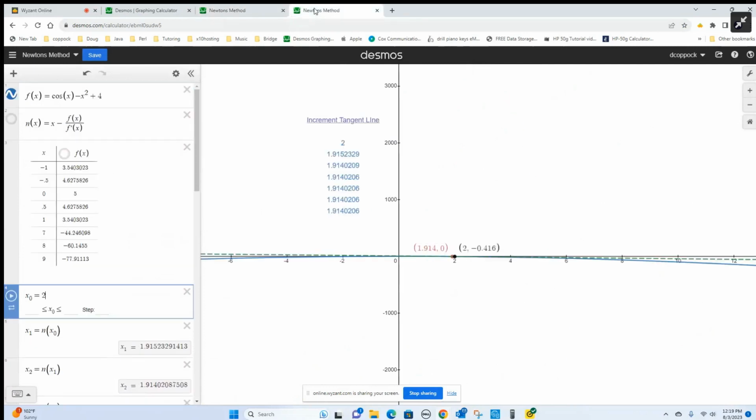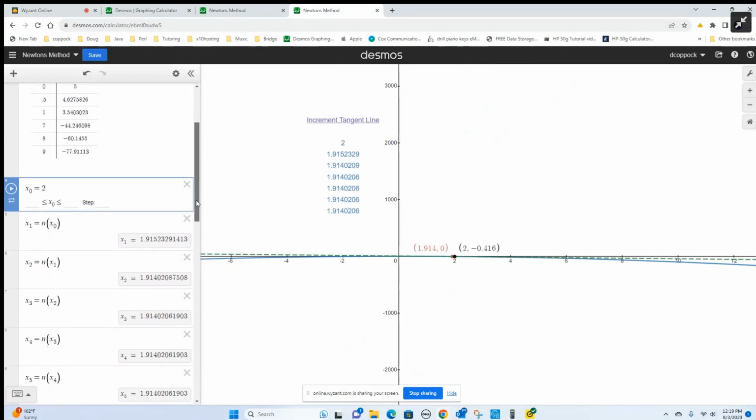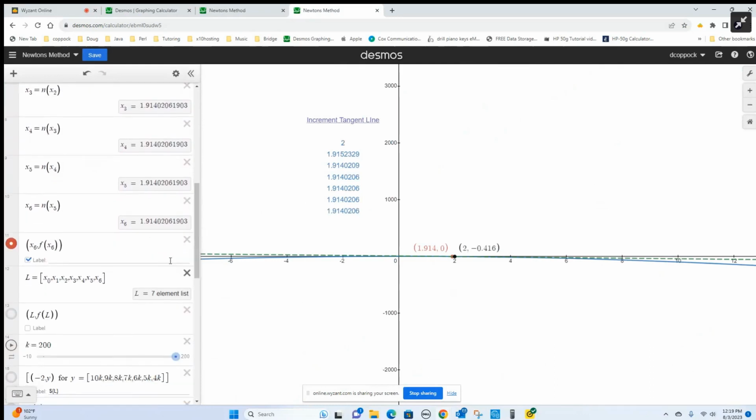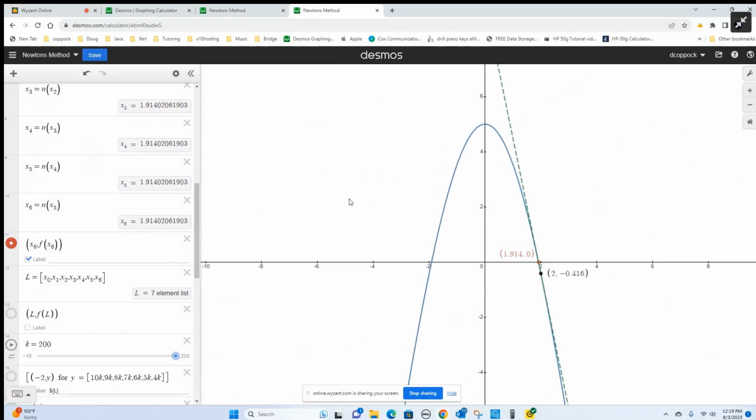And if I go over here to an initial value of 2, I'm getting the same value, only positive. Okay. And if I go like this, there's what the initial approximation looks like.